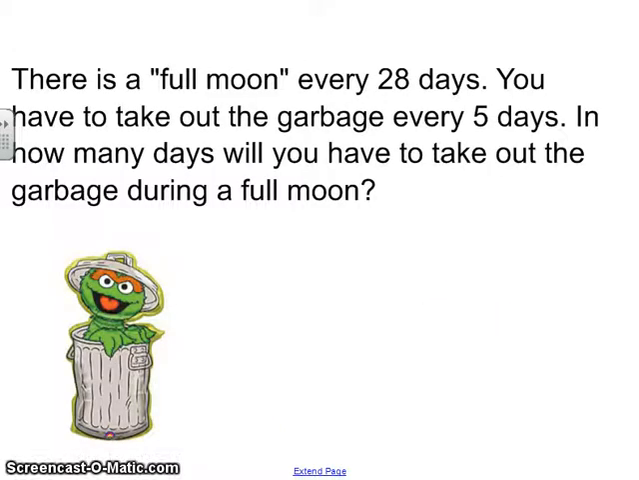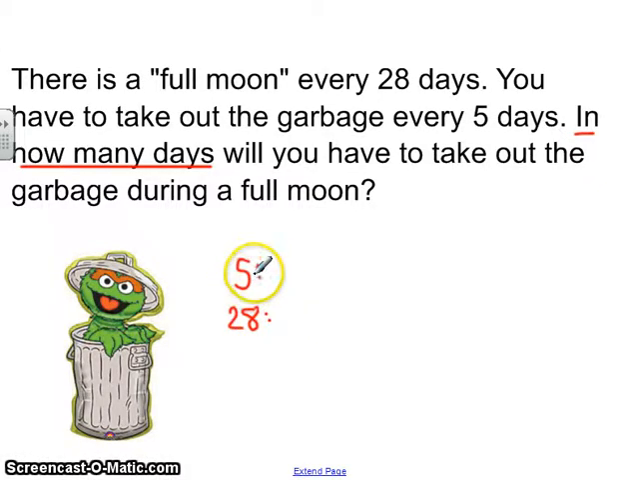Here is a story problem. You can choose which way you want to solve this problem. So you can read the story, press pause, work out the problem, and press play when you're ready for your answer. So in this problem, you're trying to find out in how many days will you have to take out the garbage during a full moon? Well, every 5 days you have to take out the garbage. Every 28 days there's a full moon. So you need to figure out the common multiple, the least common multiple of 5 and 28.